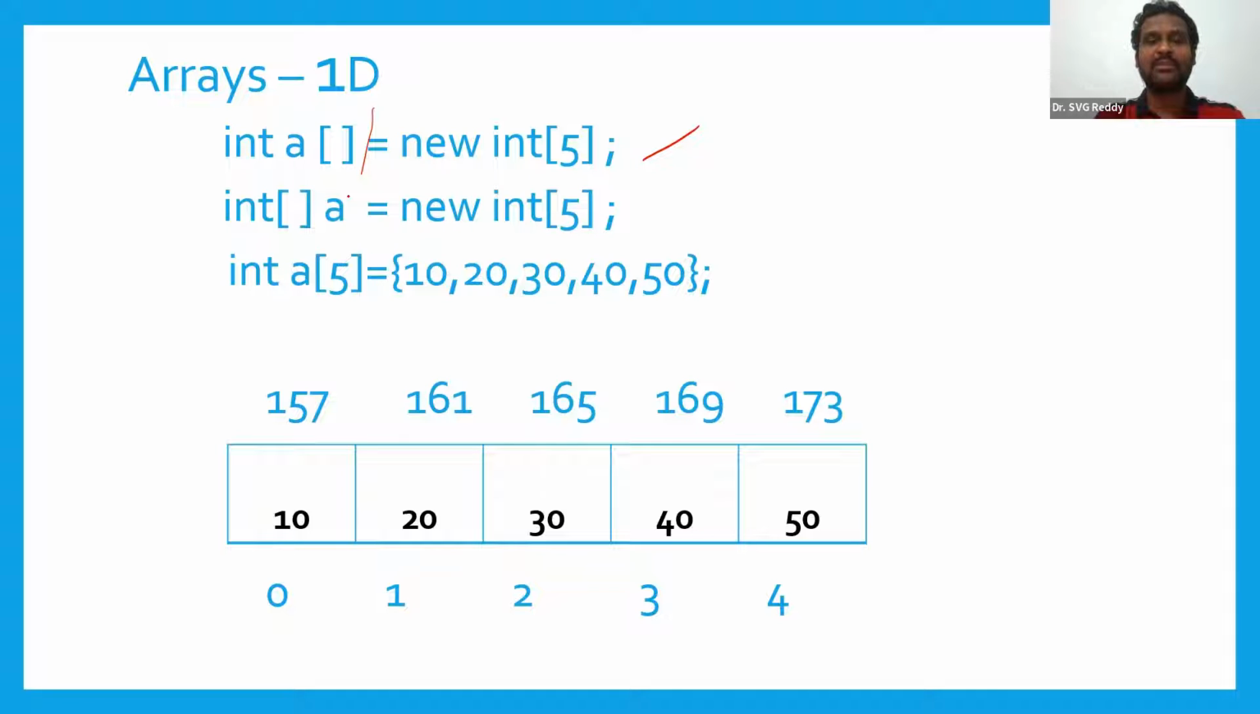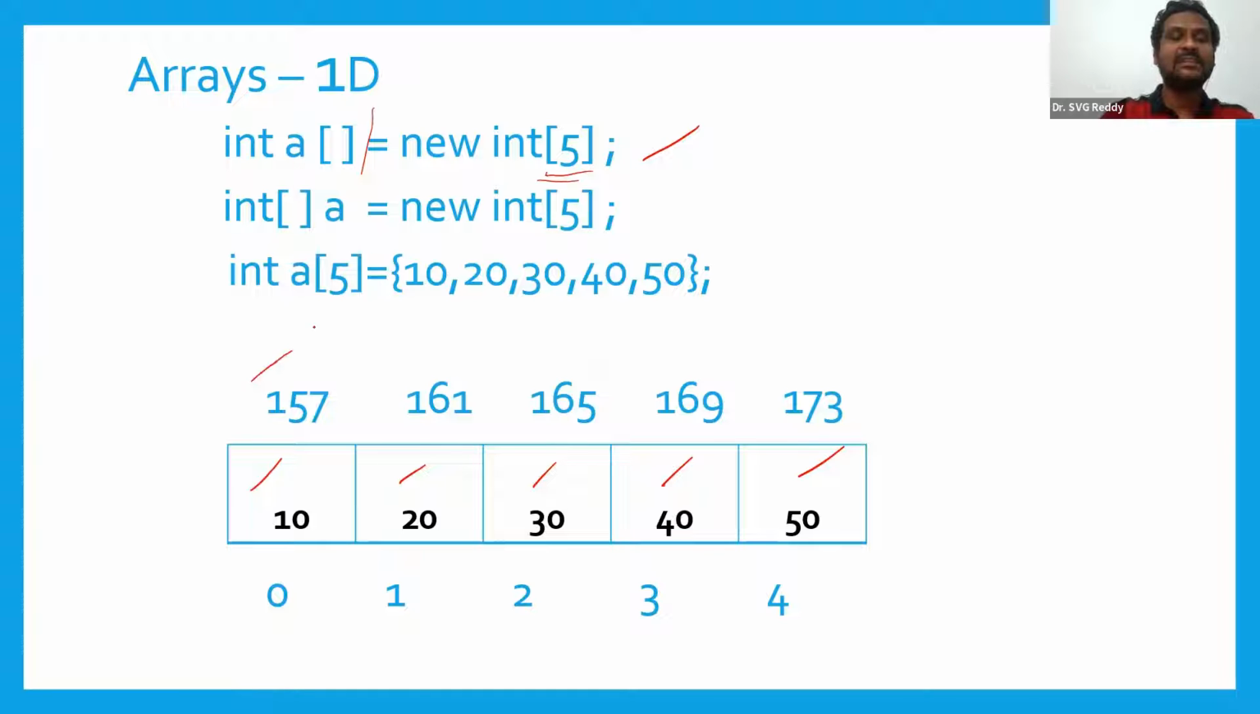New will allocate the memory of what size? Of course, 5 blocks I need. We need 5 blocks of memory, and then what is the type there? Int. So see here, we got 5 blocks now: 1, 2, 3, 4, 5 blocks, of type int. The size of the int data type is 4 bytes.